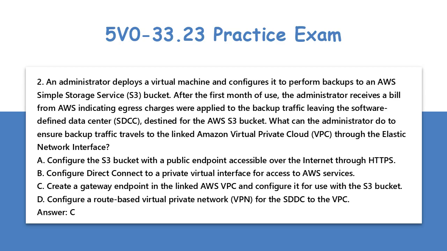B. Configure Direct Connect to a private virtual interface for access to AWS services. C. Create a gateway endpoint in the linked AWS VPC and configure it for use with the S3 bucket. D. Configure a route-based virtual private network (VPN) for the SDDC to the VPC. Answer: C.